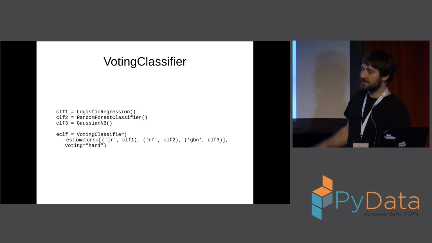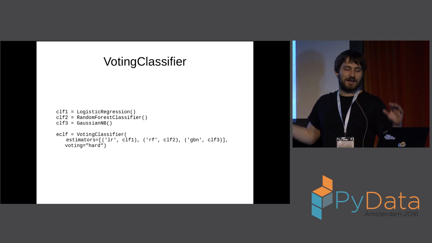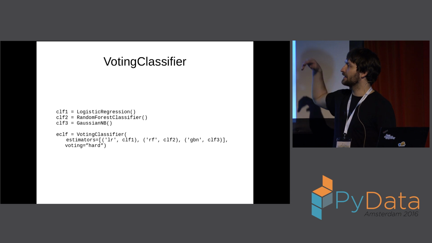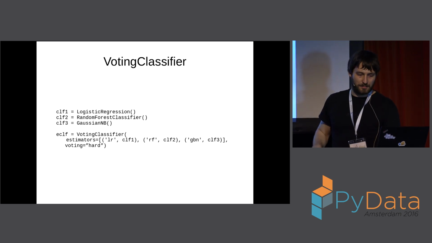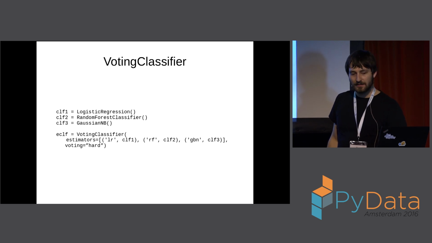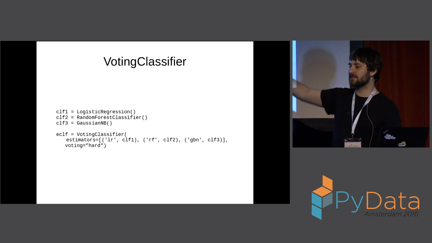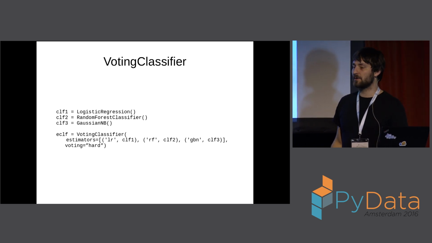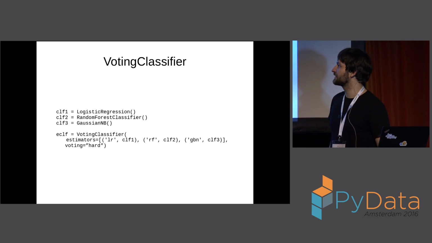We also added a voting classifier, which is basically just a very simple ensemble. So you can give it some classifiers, and it'll average the probabilities. Is this majority voting? The question is, is this majority voting? There's voting hard and voting soft. Voting soft is argmax of the mean probabilities, and hard is majority.